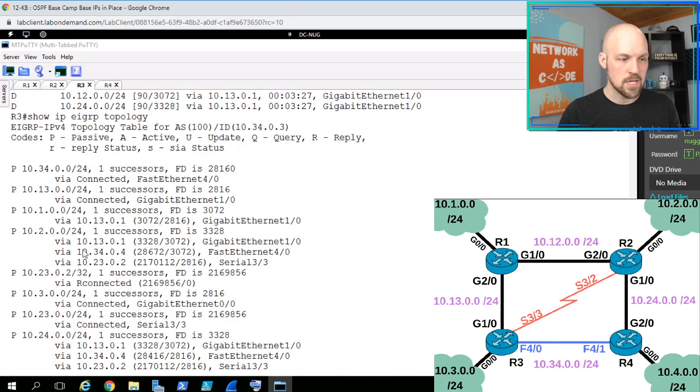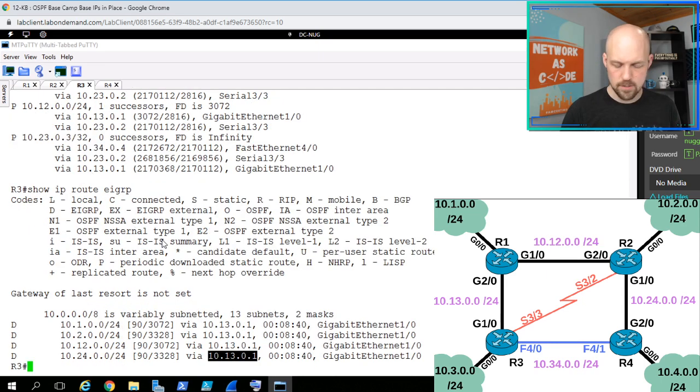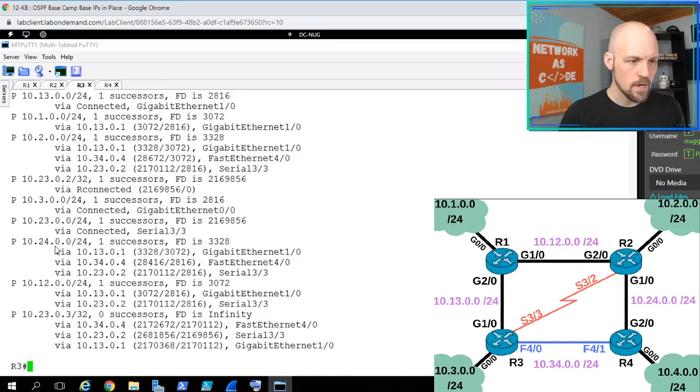Because if we scroll back to this topology table right here, oops, I scrolled a little too far. Yeah, let's just pull it back up this way. Okay, so this route right here, the lowest way for me to get there is via router 1, right here. 3328 is my ability to get there. That's what the feasible distance is. If I'm looking at the feasible distance, it's me saying, okay, if I were to send it to router 1, the metric would be 3328. If I were to send it to router 4, my metric would be 28416. And if I were to send it to router 2, holy smokes, again, remember I mentioned 7-digit numbers? That's a 7-digit number. That's 2.1 million. It would be 2.1 million for me to send it to router 3.